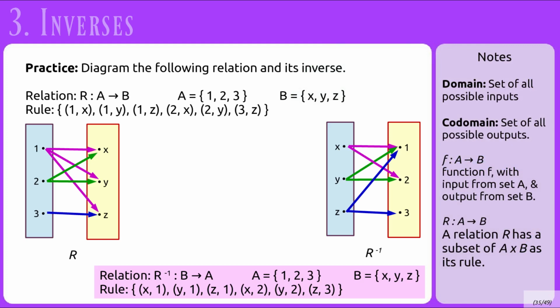The inverse will be from B to A, and the mapping will be X to 1, Y to 1, Z to 1, X to 2, Y to 2, and Z to 2. So here are the diagrams for both the relation and its inverse.